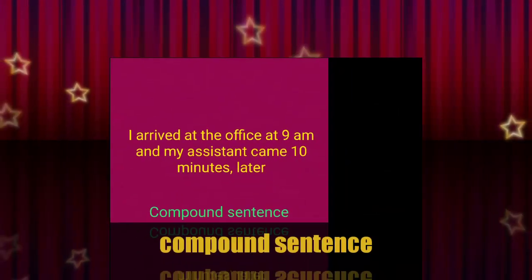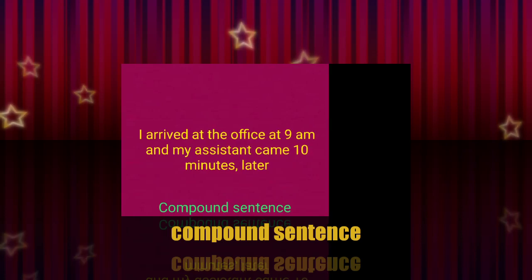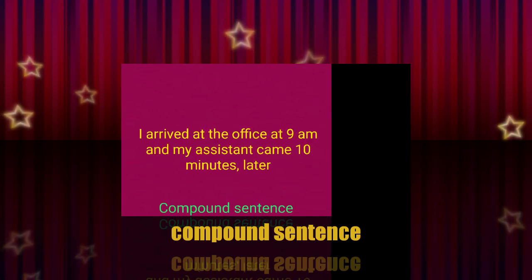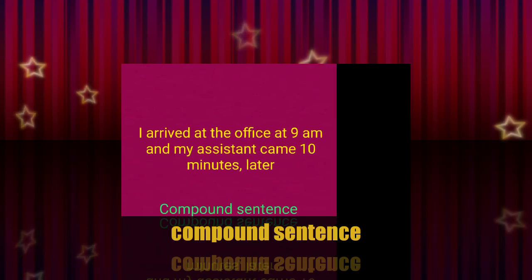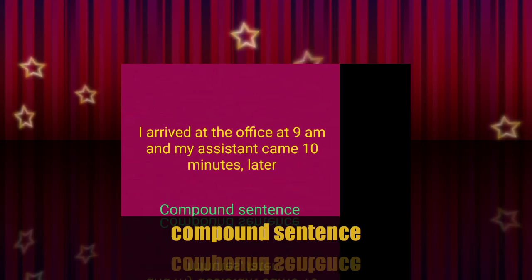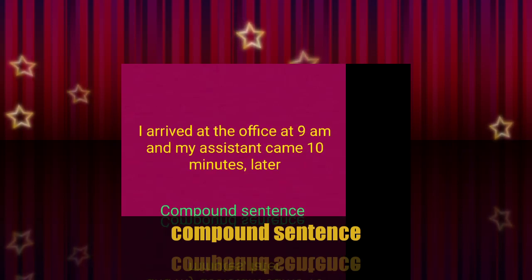Next we can talk about the compound sentence. As I told you, there have to be two independent clauses. Independent clause means there has to be a subject and verb and it should give a complete idea. Here we can look at the sentence: I arrived at the office at 9 a.m. and my assistant came 10 minutes later.